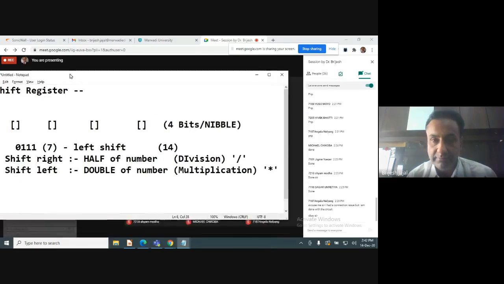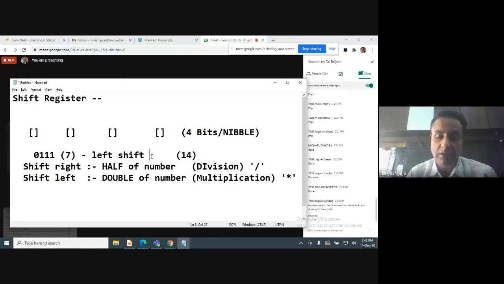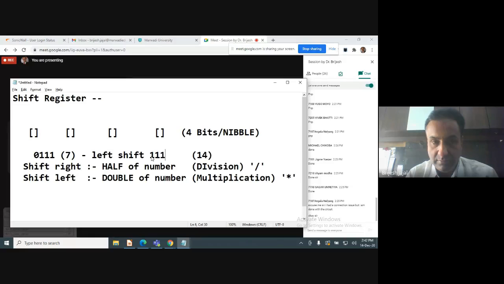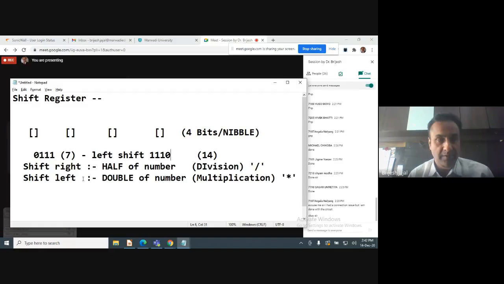Notepad? It's going to be 1110. 1, 1, 1, 0, right? So now just see here whether it is correct or not.